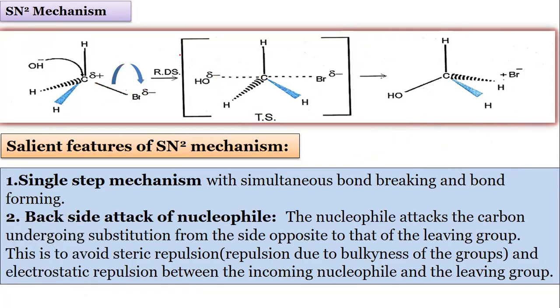So you understand the mechanism of the reaction, the SN2 reaction mechanism. OH minus attacks from the backside. This is the transition state, and this is the product. So in the product, we have to observe, see here, the position of this hydrogen.